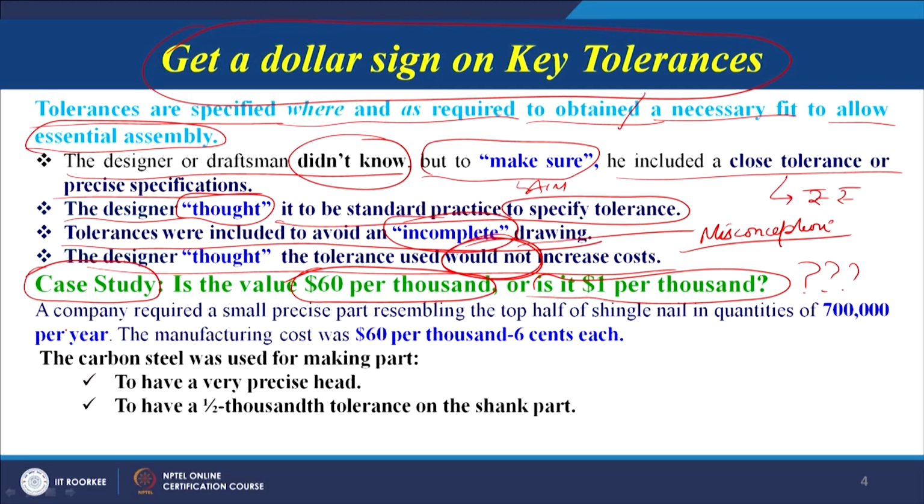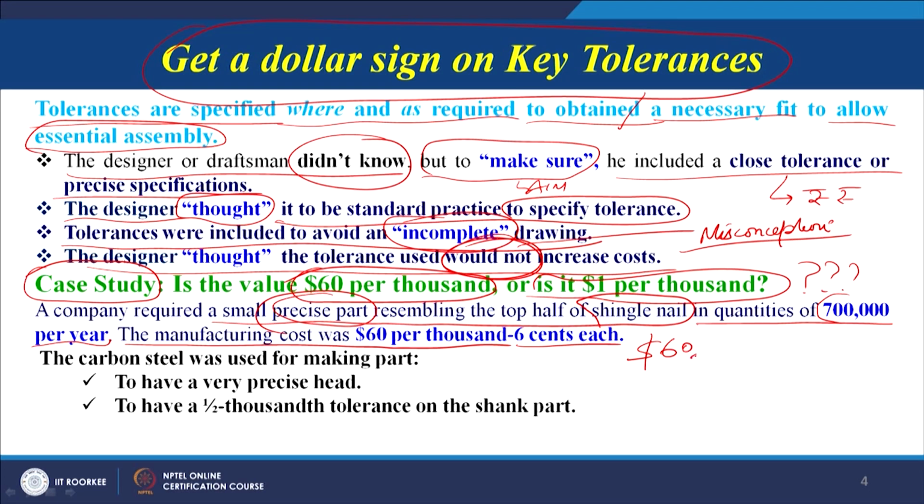A company required a small precise part resembling the top half of a shingle nail, in quantities of 700,000 per year. So the quantities are also mentioned, 700,000 per year. The manufacturing cost was $60 per thousand, that is 6 cents each. This is now the problem statement.